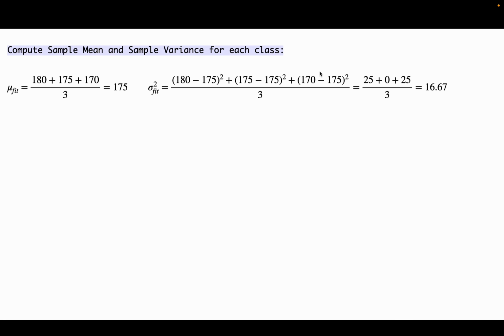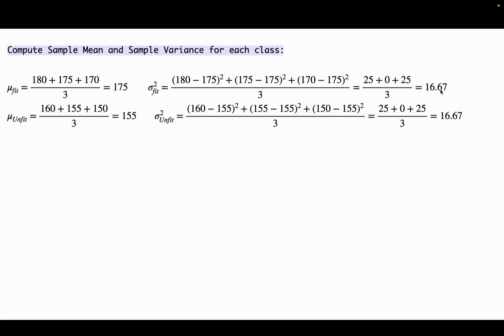So we have 3 points. If you take the average of those 3 points, we get the sample mean. And if you compute the variance of those 3 points with respect to the sample mean, we get the variance value. We can do the same thing for the unfit class. Once we know both these parameters, we almost know the distributions completely, since Gaussian distributions can be characterized by these 2 parameters.